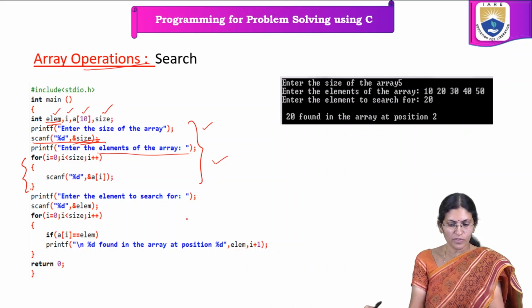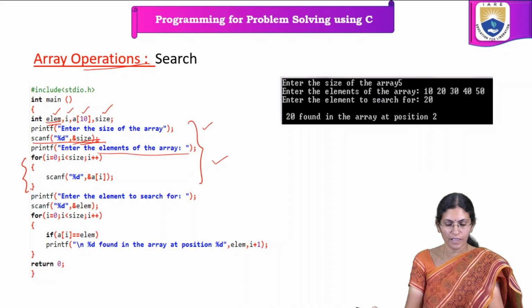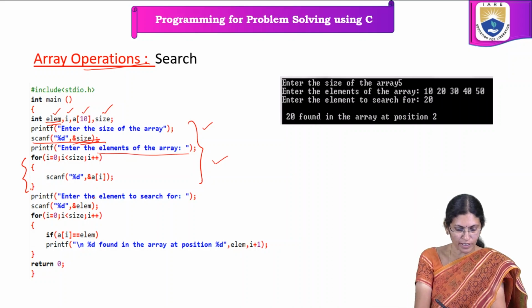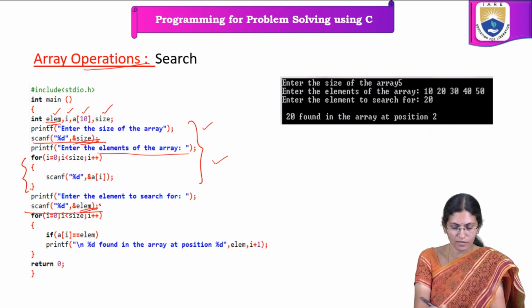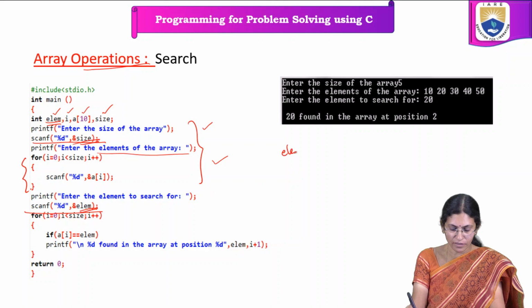In order to search for a particular element in the array, first the user has to give that element or data. For that, the scanf function is used. The data which is to be searched for is given by the element. At the address specified by this element, this value will be stored.